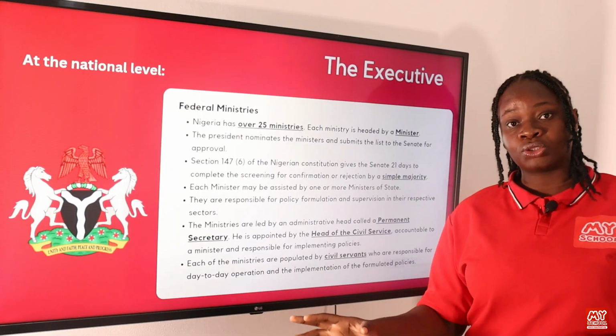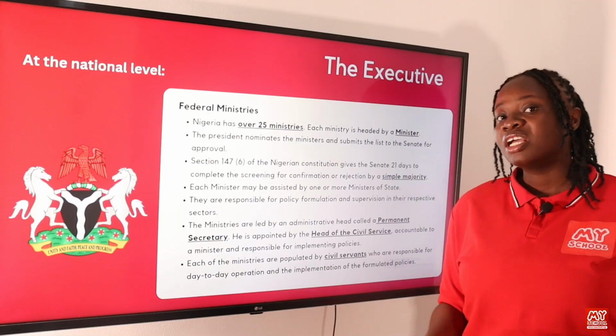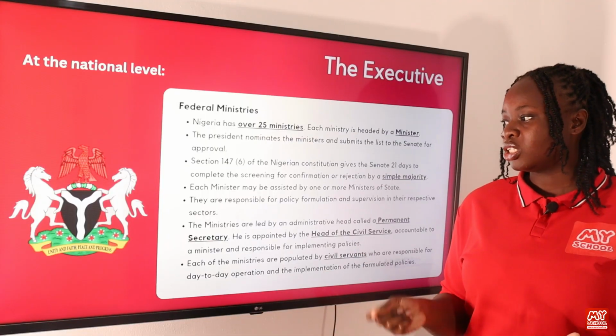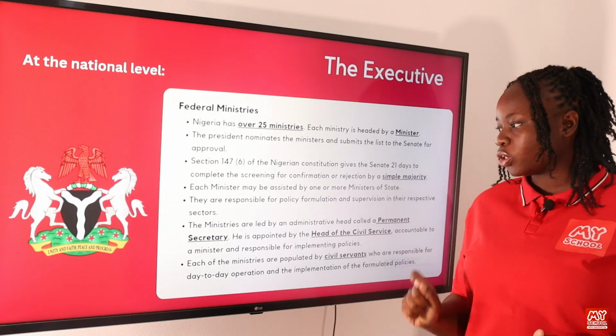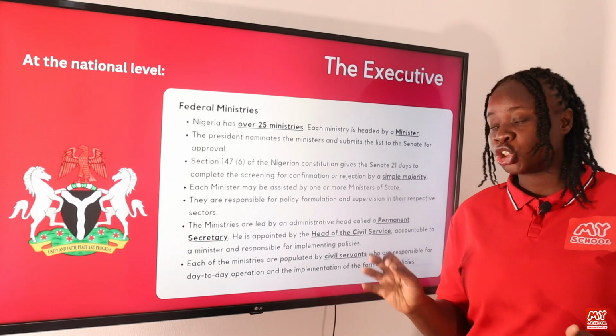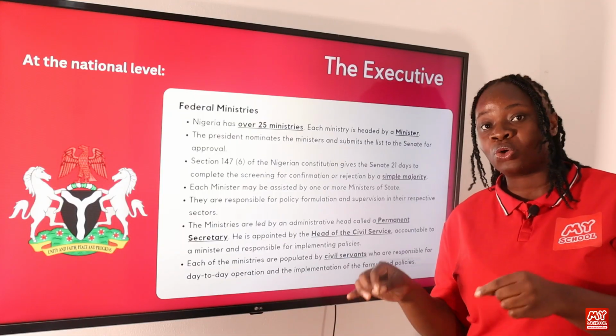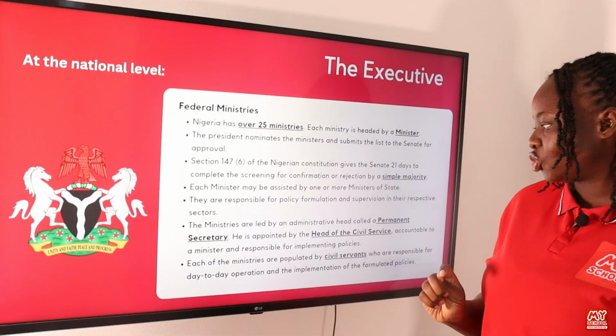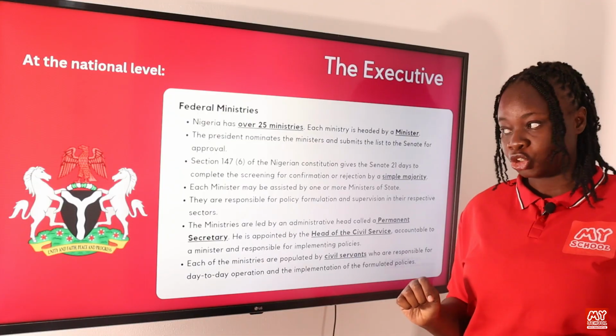So there are various sectors. We have health, finance, justice, so many of these different ministries. Each of these ministers is responsible for the formulation of policies and the supervision of the implementation of these policies under their ministry. The ministries are led by an administrative head called a permanent secretary.